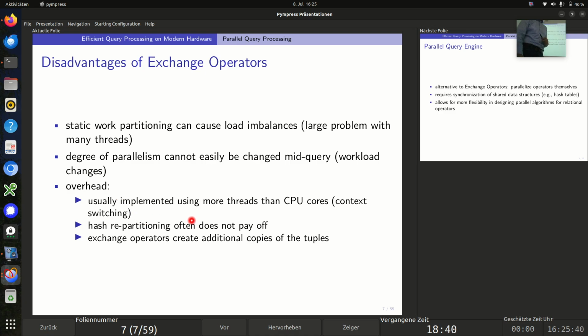And you have some overheads because you need more threads than CPU cores, and hash repartitioning often does not pay off. Sometimes you have more overhead by introducing more operators, and operators for exchanging the data sometimes mean materializing the data beforehand, and thus you have more overhead. Especially if you are dealing with different hardware, you have to materialize the data, so you have to stop a pipeline, and this is bad for the performance.